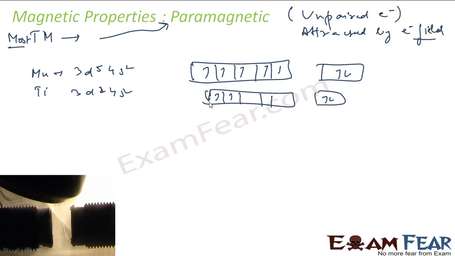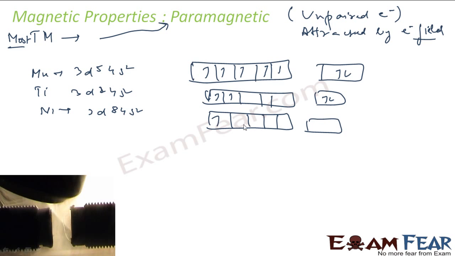Okay, suppose we talk about nickel. Nickel is 3d8 4s2. So 1 2 3 4 5, then 6 7 8 in d, and s has 2 electrons. So there are 2 unpaired electrons here, 2 unpaired electrons in titanium, and 5 unpaired electrons in manganese. So you'll see most of the transition metals have unpaired electrons, and thus they are paramagnetic.